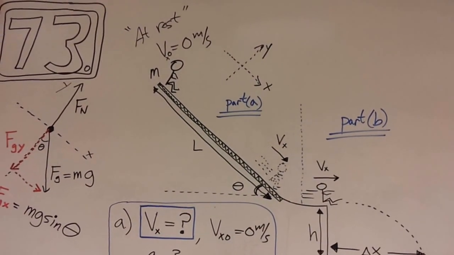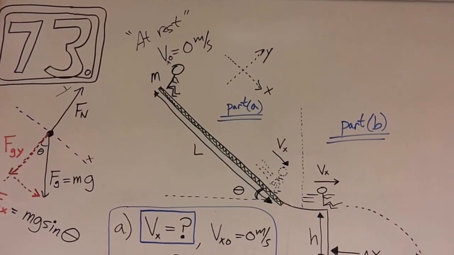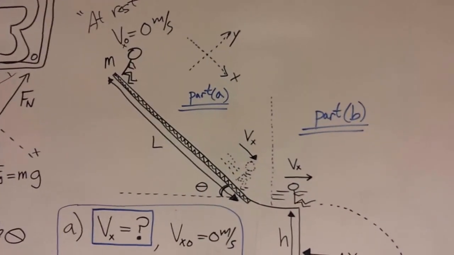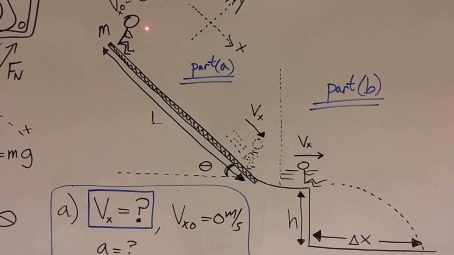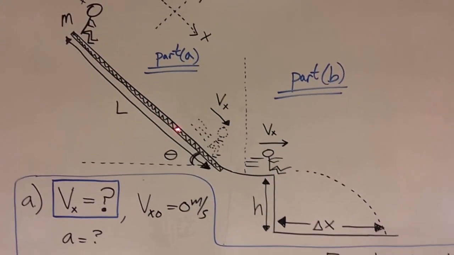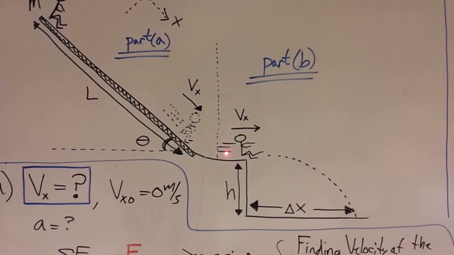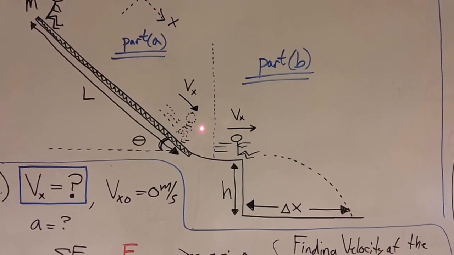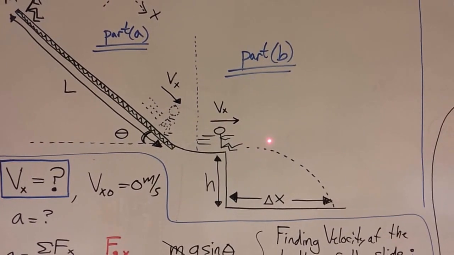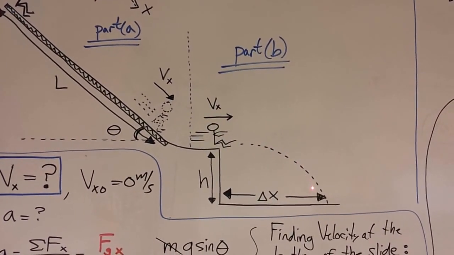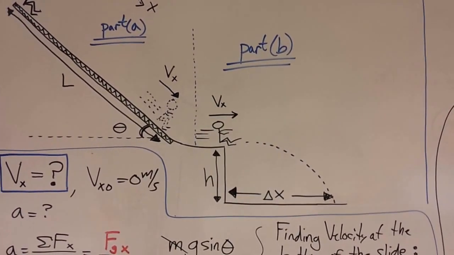So in our homework problem number 73 out of the AP textbook, we had a child sliding down a slide at some angle, and there was some transition so that the speed they attained or reached at the bottom of the slide is the same speed or velocity they had as they were launched horizontally off of the bottom of the slide at some height.